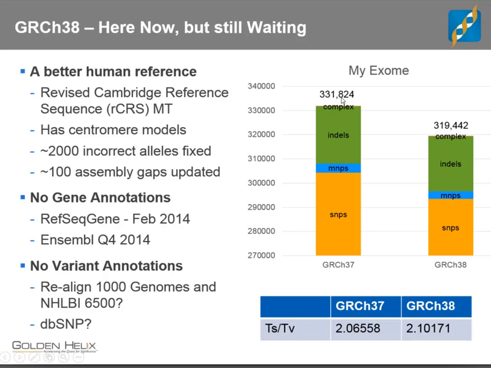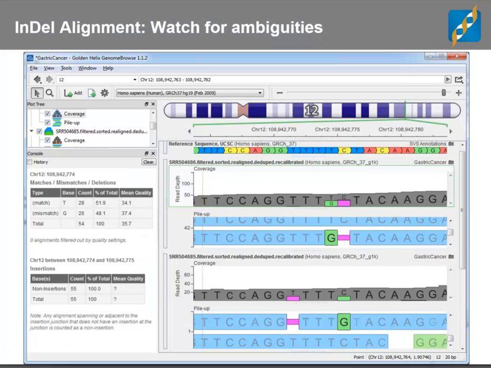I aligned my own exome against 37 and 38. You can see the number of SNPs goes down, the Ts/Tv goes up. So there's certainly a class of false positives, in this case about 10,000 or so, that are being reduced or removed by this change. But that last class of problems is really not going to be fixed by the human reference. So what do I mean by multiple representations of the same alignment?